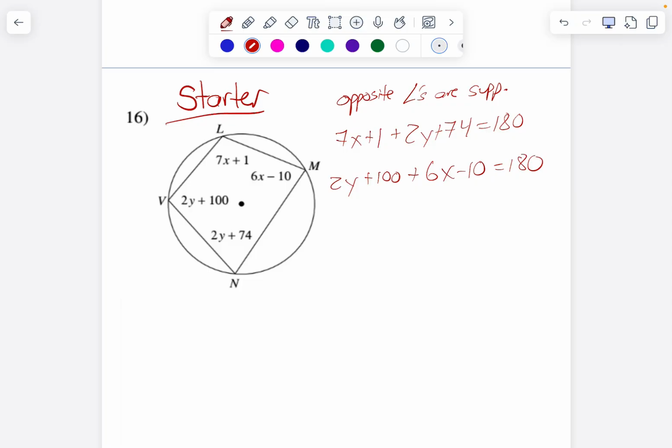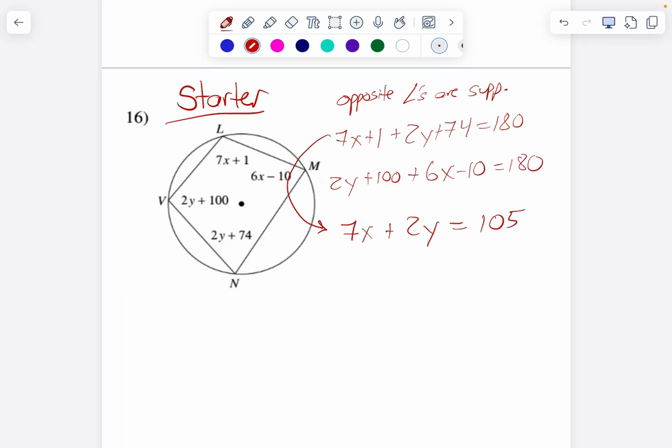Remember, you have to have the same number of true equations or relationships as the number of variables you wish to solve for. But we need to clean these up a little. So first is going to be 7x plus 2y. And then we'll add the 1 and the 74 to get 75, and then subtract it from 180. So we have 105 on that side.